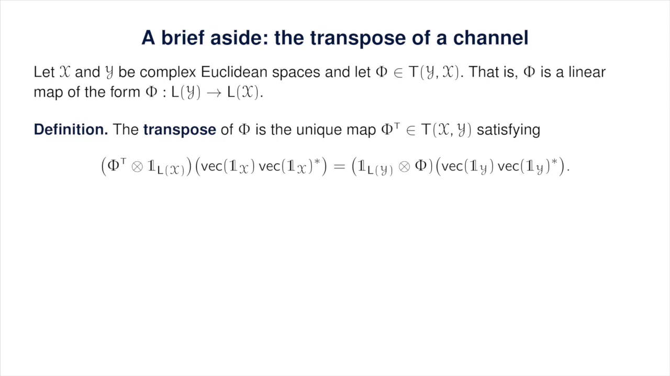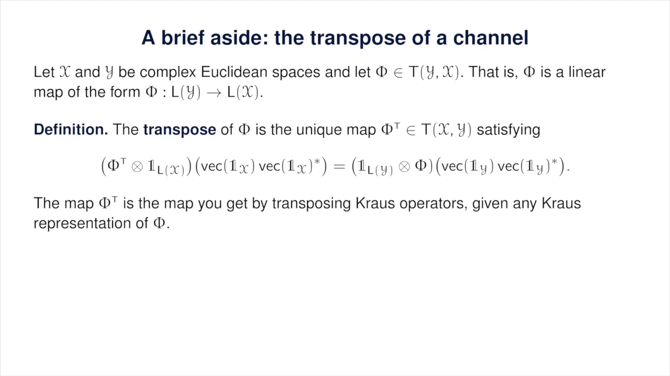Simply put, phi transpose is the map whose Choi representation is what you get by applying phi not to the left-hand side but to the right-hand side of the unnormalized maximally entangled state on two copies of y. Choi representations are, of course, unique, and that's why phi transpose is uniquely determined by this equation.